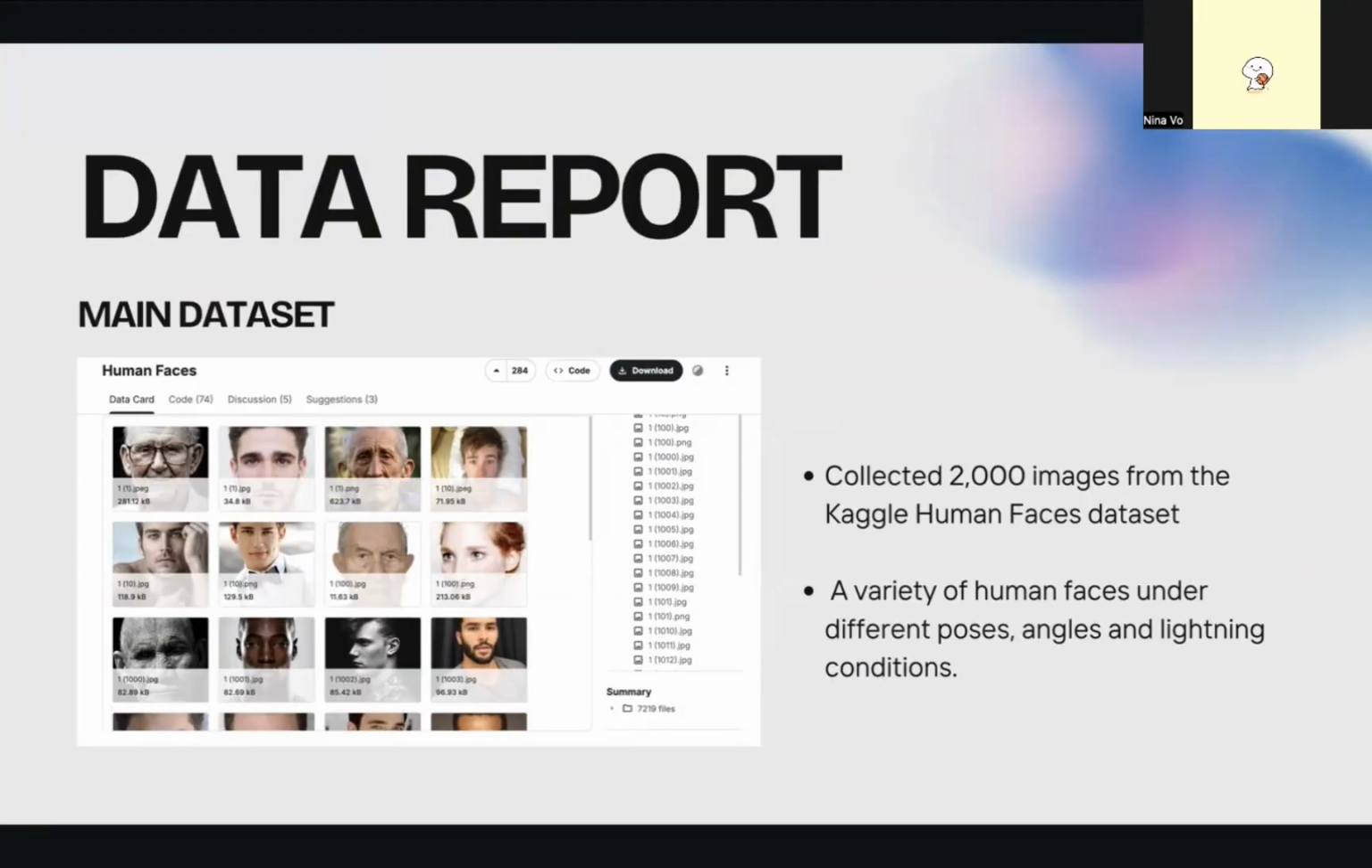The main dataset we collected is from the Kaggle human face dataset. We collected around 2,000 images. The reason why we chose this dataset is that it includes a variety of human faces under different poses, angles, and lighting conditions. This diversity will help improve our model and its accuracy in recognizing faces.